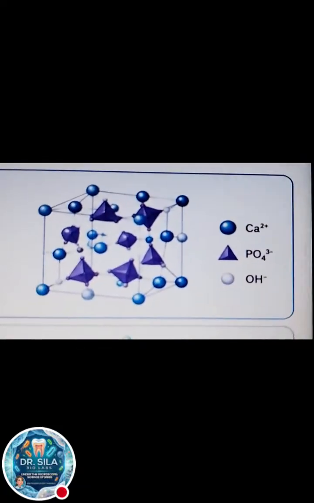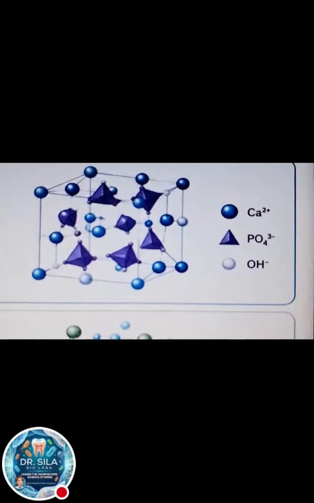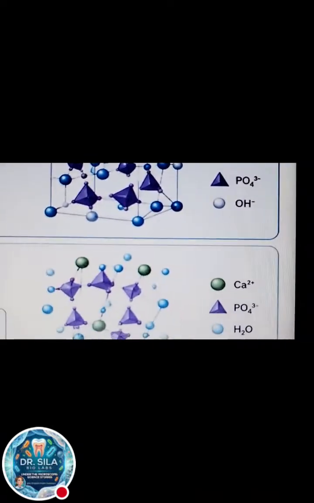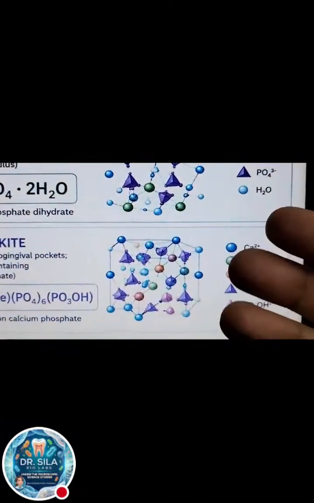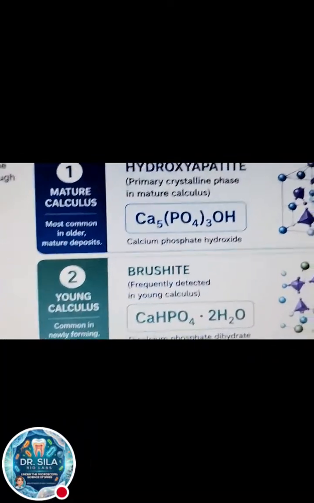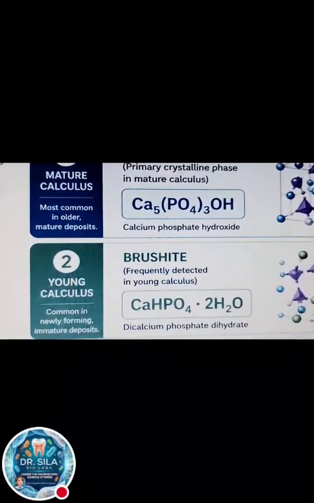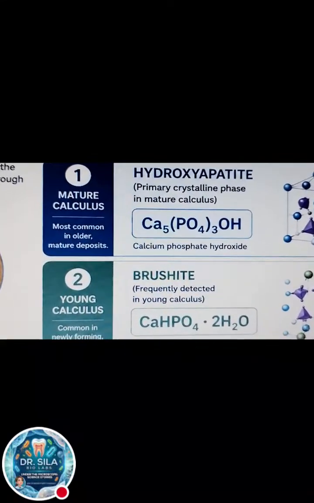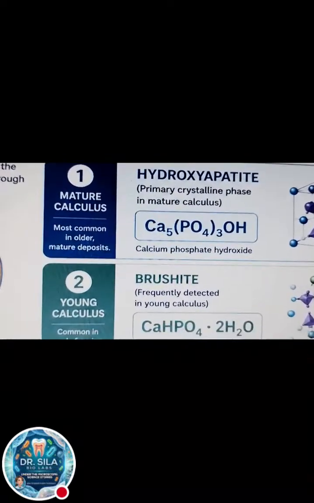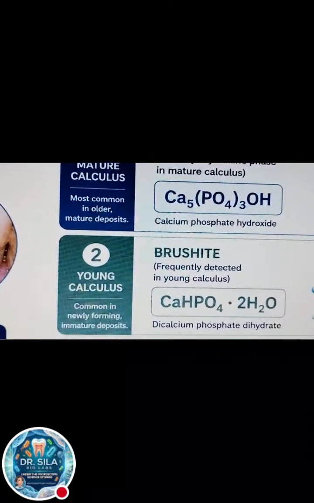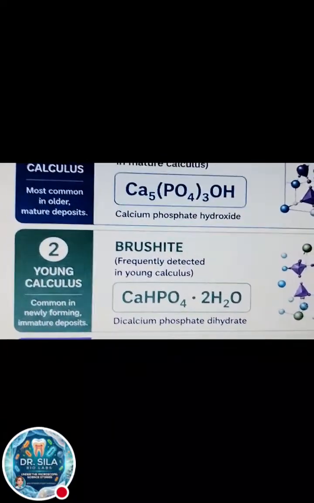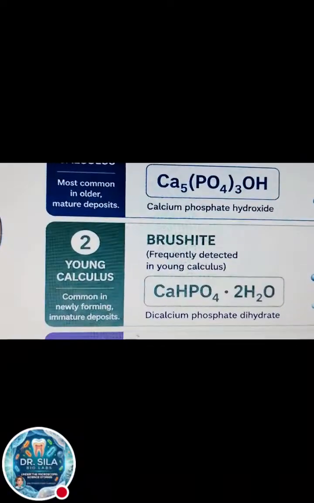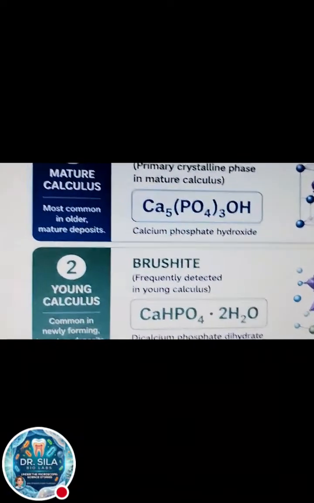Here is the chemical, you can see. On it, I can show you calcium phosphate and hydroxide. This is the brushite, and this is the whitlockite, subgingival. Why does it matter? These different crystalline phases reflect the age, environment, and location of the calculus. Understanding them helps the clinician evaluate the age and density of the patient's deposit and plan the appropriate treatment.